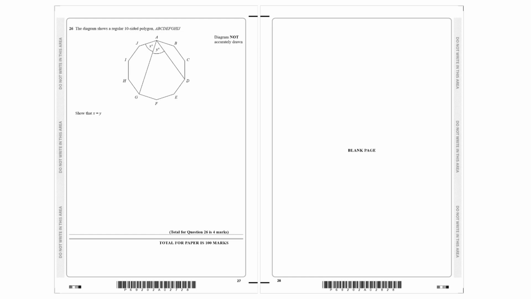Welcome back, Crammers, to question 26. The diagram shows a regular 10-sided polygon. Show that angle x is equal to angle y.